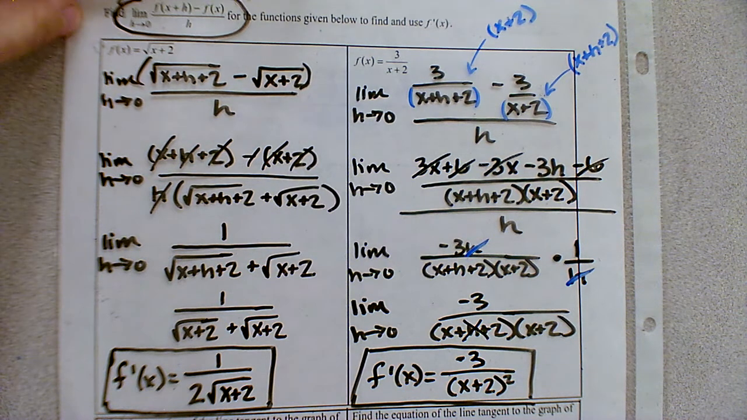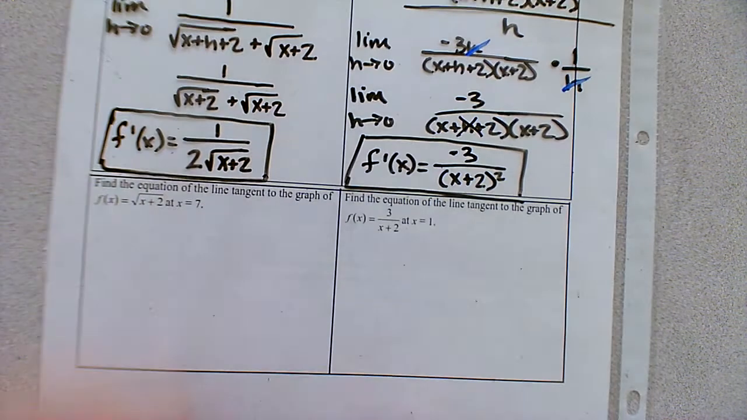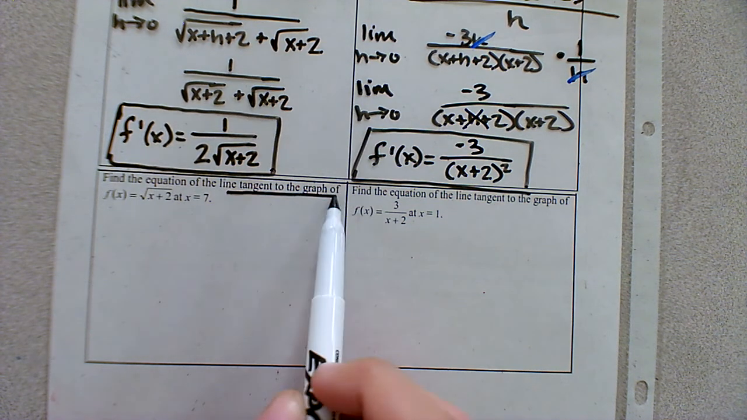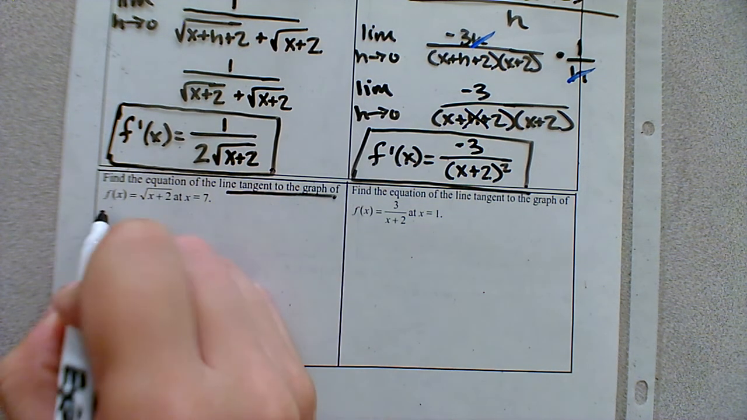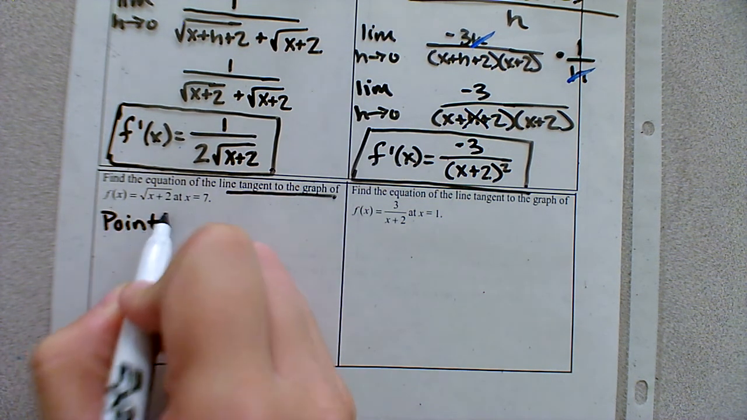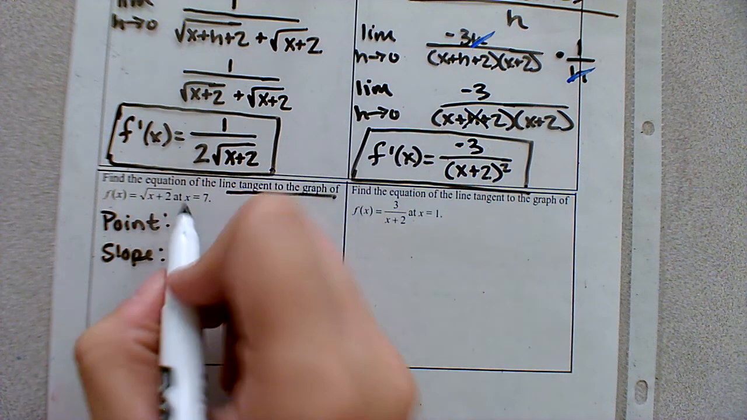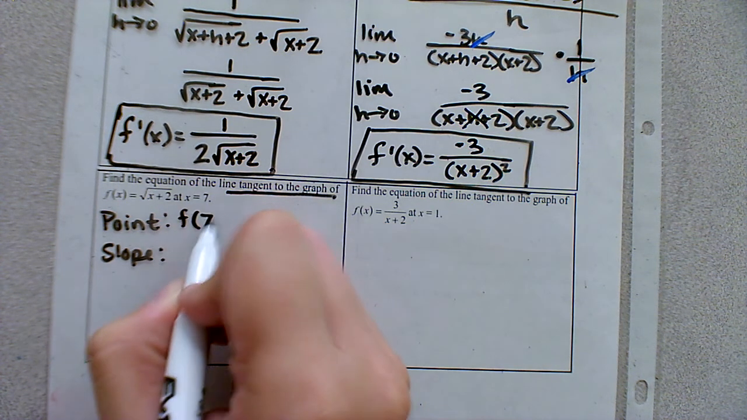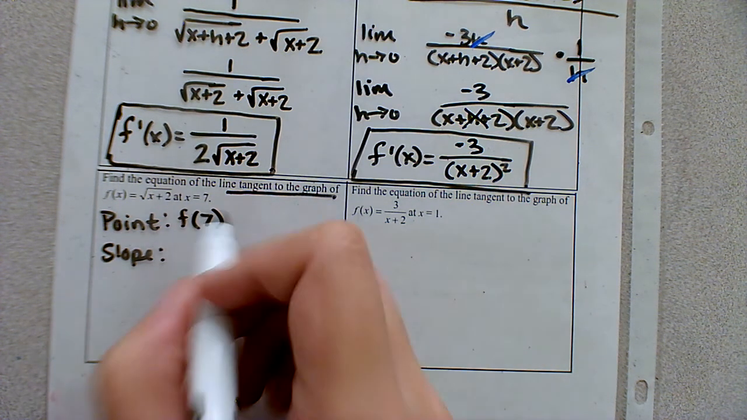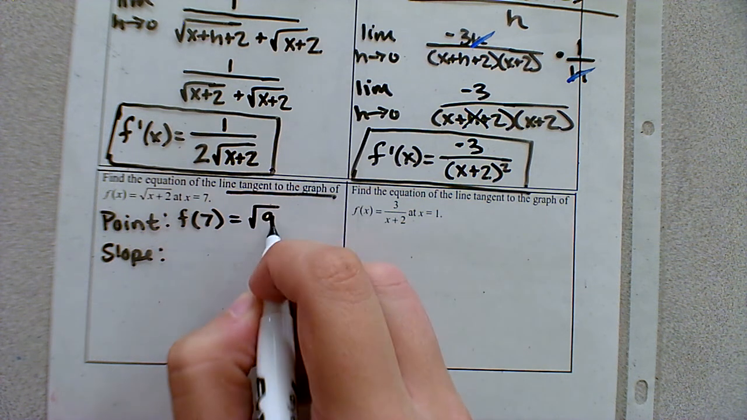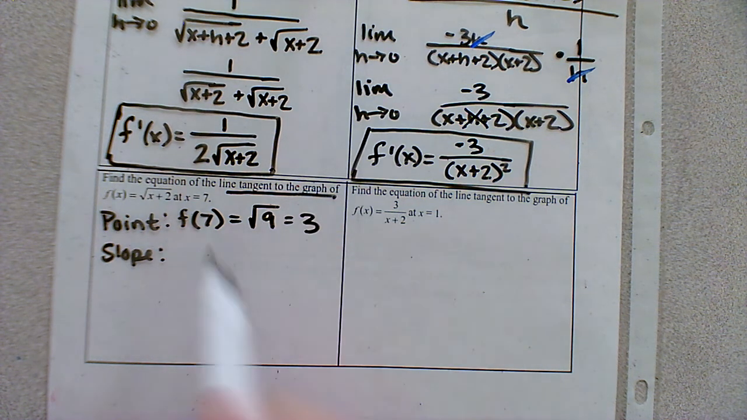So now that we know what the derivative is for both of these examples, let's go ahead and see if we can write the equation of a tangent line. For a tangent line, or for any line really, we need a point and a slope. The point is going to come from the original function. So if you were to plug in x, what would the y be? If we plug in 7, we'll get the square root of 9, which would be 3. So x value of 7, y value of 3.